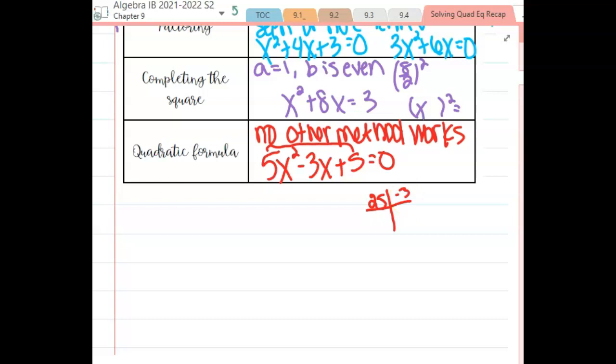Then for completing the square, a has to be 1. Oh, already fails that one. But also, b needs to be even, so it fails both of those. So I can't use any other method. So the last resort here would be the quadratic formula. Okay? Questions on any of that?